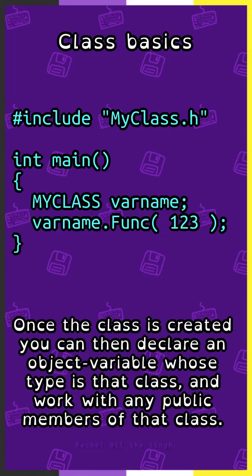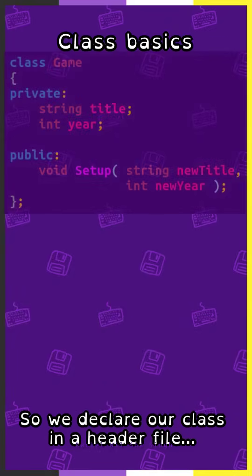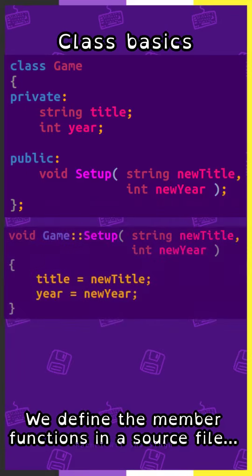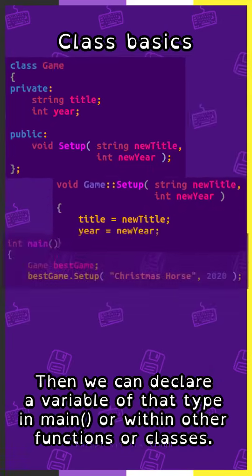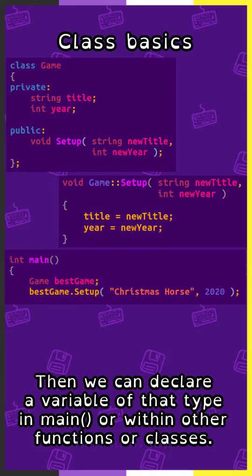Once the class is created, you can then declare an object variable whose type is that class, and work with any public members of that class. So we declare our class in a header file, we define the member functions in a source file, then we can declare a variable of that type in main or within other functions or classes.